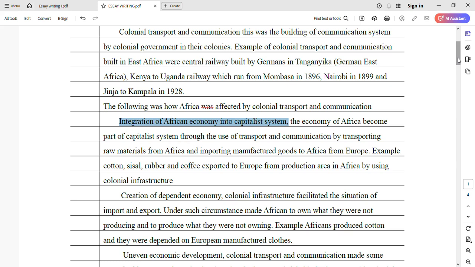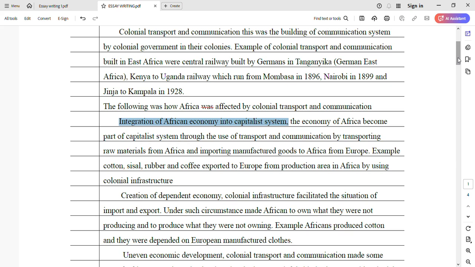So I try to explain like this. The economy of Africa became part of the capitalist system through the use of transport and communication, by transporting raw materials from Africa and importing manufactured goods to Africa from Europe. So by using import and export, we were affected, and our economy became part of the world economy.